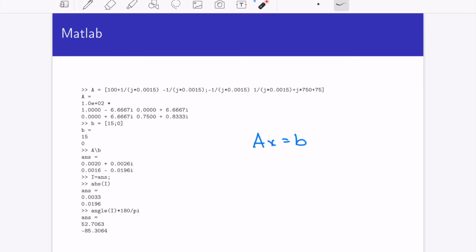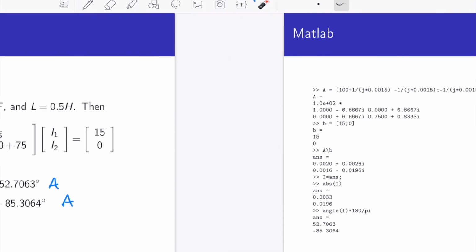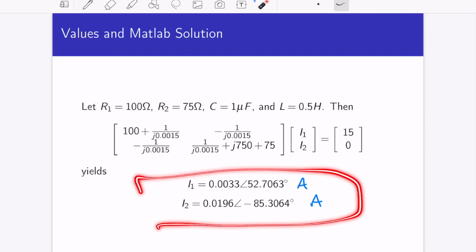Of course, our answer is in rectangular form. So I could have said I is equal to A backslash B, but instead I wrote A backslash B, and that gave me answer. So I then just say I is equal to answer. And then to get the magnitude, I just say ABS, absolute value of I, and this will be I1 and I2. And then I do angle of I and convert it to degrees, and that gives me the two different angles. And that was what we used to get our result right there.